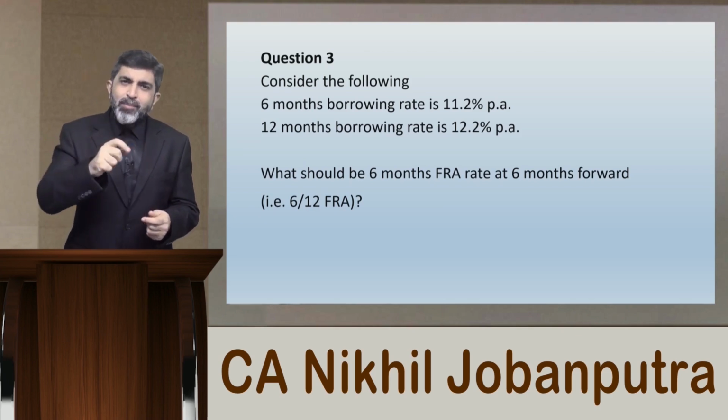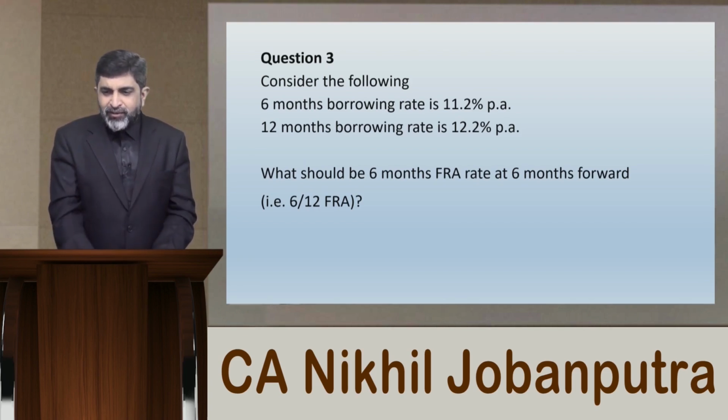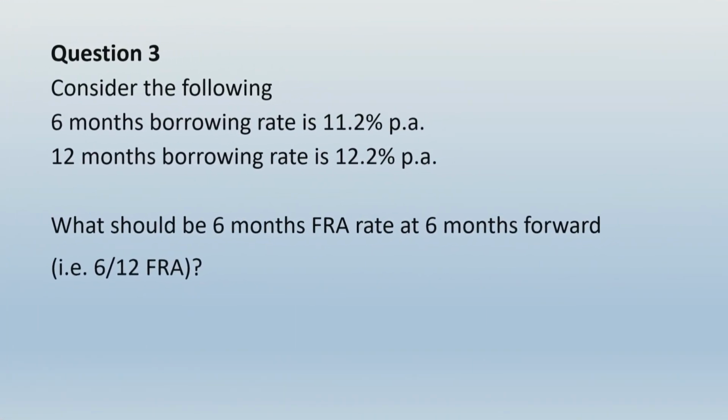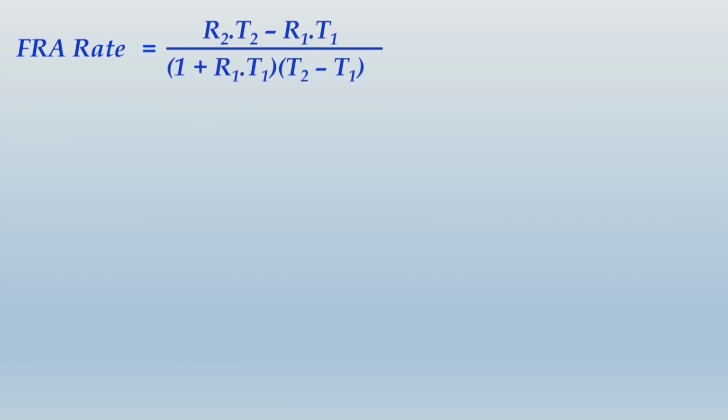So quicker thing would be to use the formula and get the answer. So I'm anyway going to show you the solution both ways. So let us waste no further time and try to understand how to solve this particular question. When you put up a solution, you would first write up a formula, that is FRA rate equals R2 into T2 minus R1 into T1, whole upon 1 plus R1 into T1, into T2 minus T1.